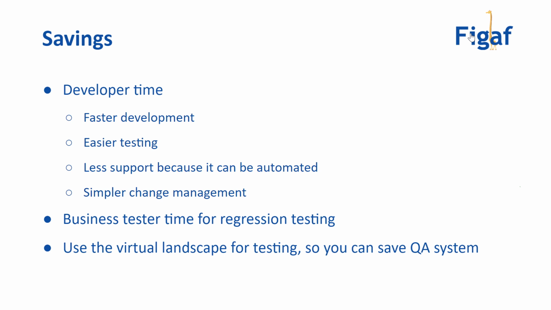So where is the savings? It's obviously in the developer time. You'll save time because the development is faster. You don't need to spend as much on change management. It's easier to run the testing, and the support is simpler because it can be automated. As you saw, we can send information directly to the business user: this thing needs to be changed.